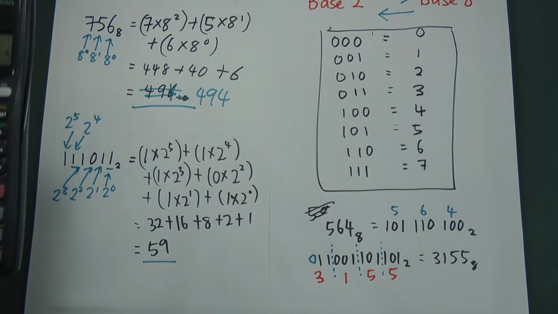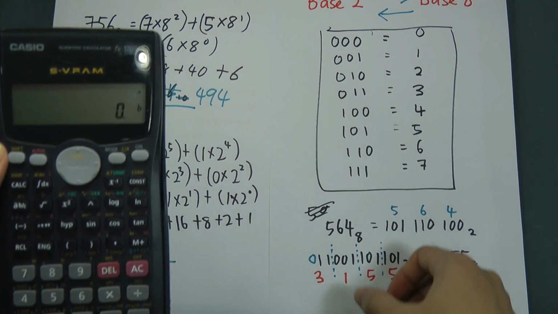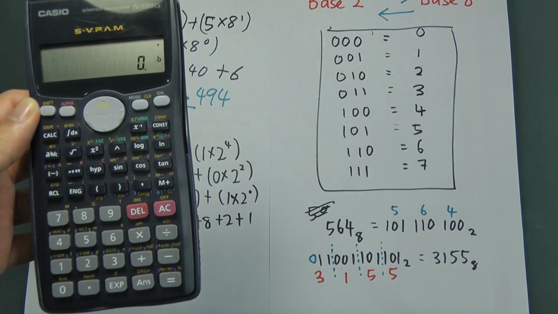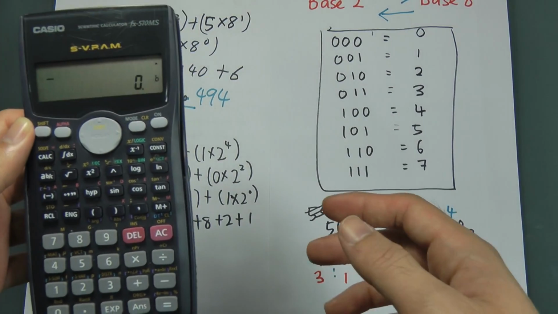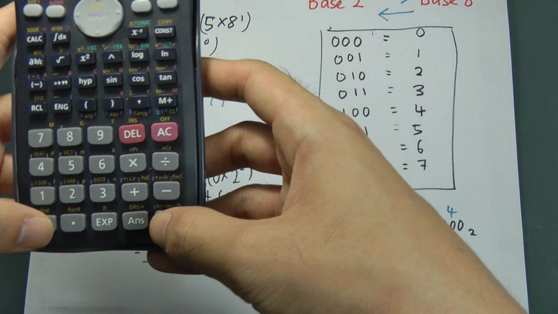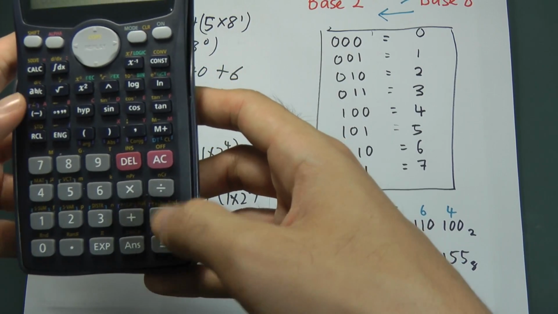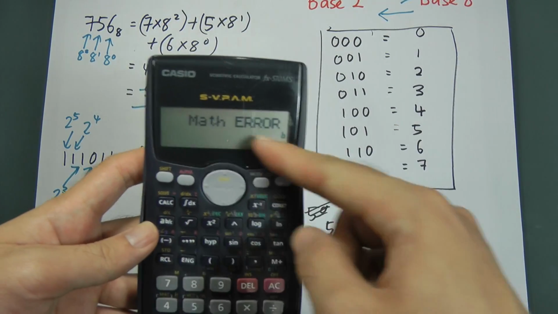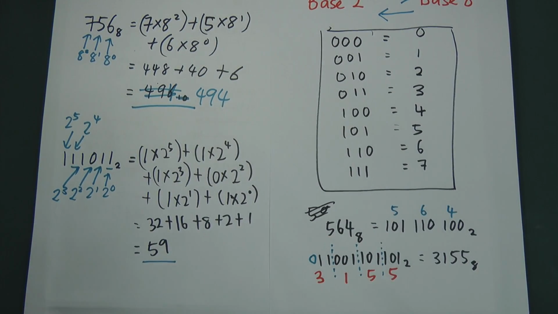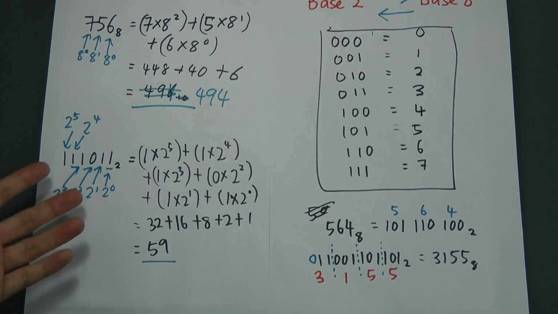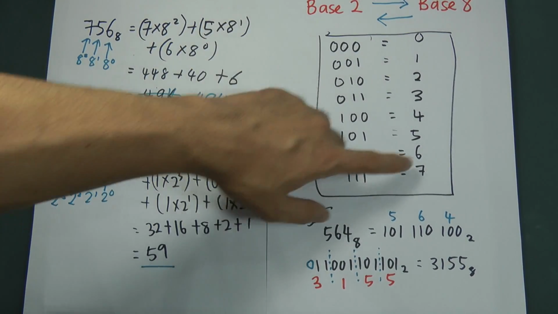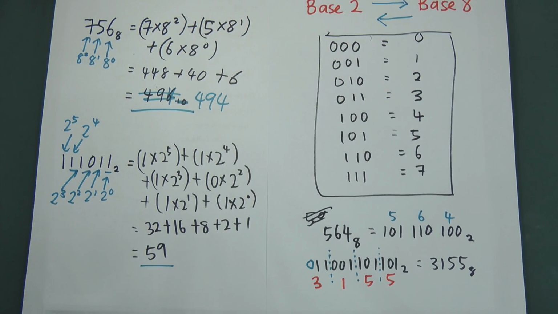Sometimes for base 2, if the number is too long, actually you can't do it using the calculator, because the calculator will come out with a Math Error. Maybe 011001101101. See, when the number is too big, it will give you a Math Error. So if the number is too big, you have to use this method. Actually it's not really hard, but you must understand this table. Then you can do it quickly.